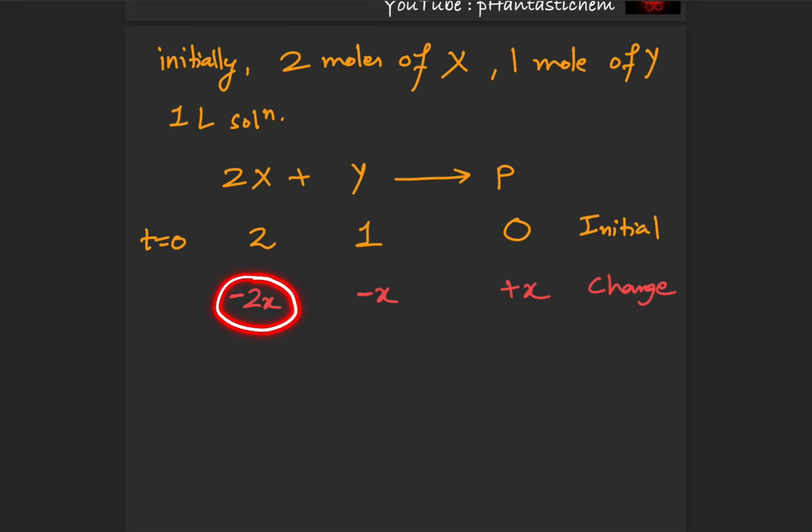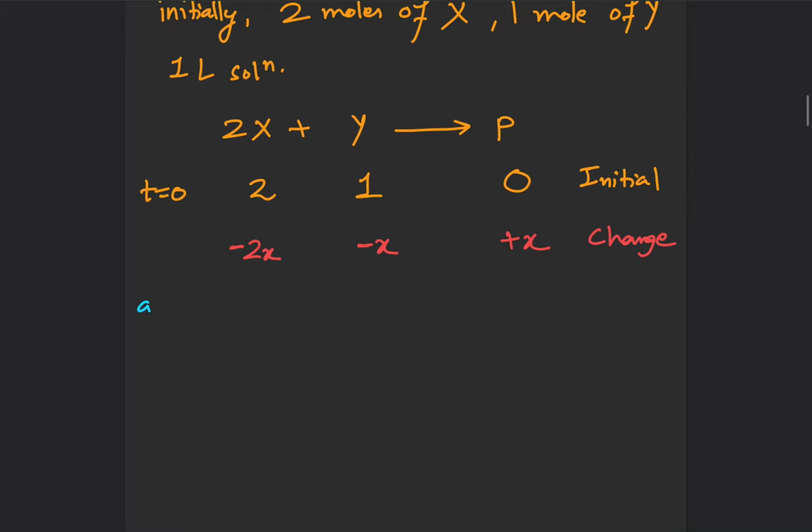So this is the amount that has dissociated for x after time t. This is the amount of y that has dissociated after time t, and this is the amount that has formed after time t for p. Let's say at time t equal to t, how much will we be left with? Initially we had 2, and minus 2x has dissociated or decomposed. So we'll be left with 2 minus 2x.